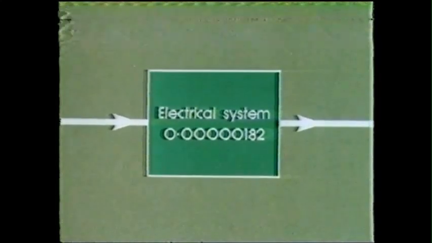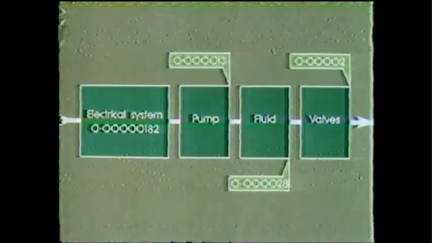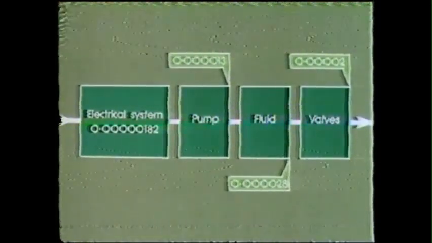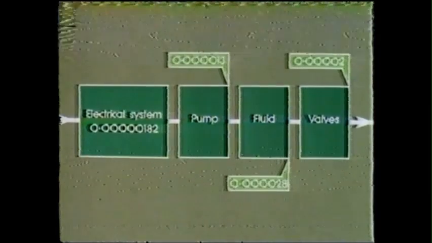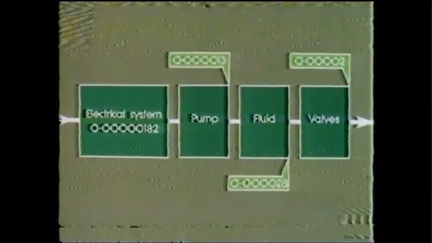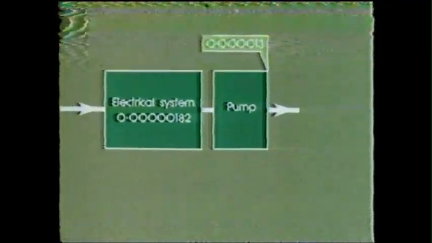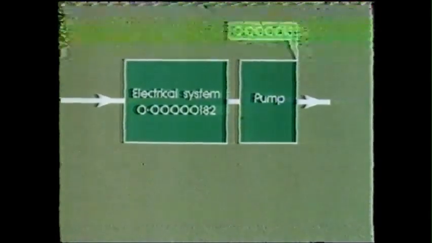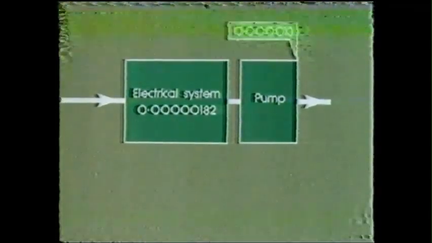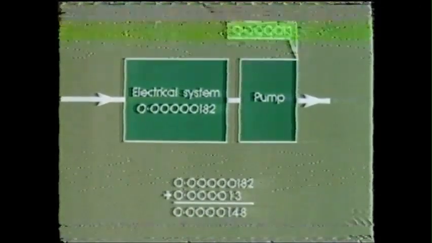But the electrical system is only part of the story. The correct functioning of the landing gear also depends on the hydraulic system. The electrical system provides power for a hydraulic pump, which pumps the hydraulic fluid under pressure to the operating valves. Let's start with the left-hand end of this series. The probability of failing to pump is the sum of the individual failure probabilities.